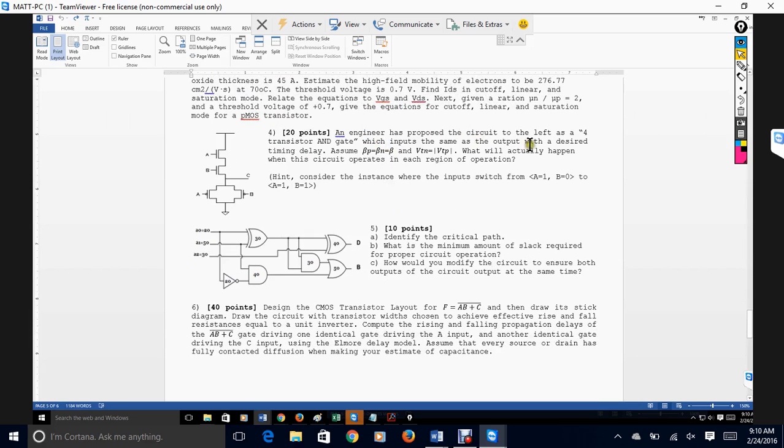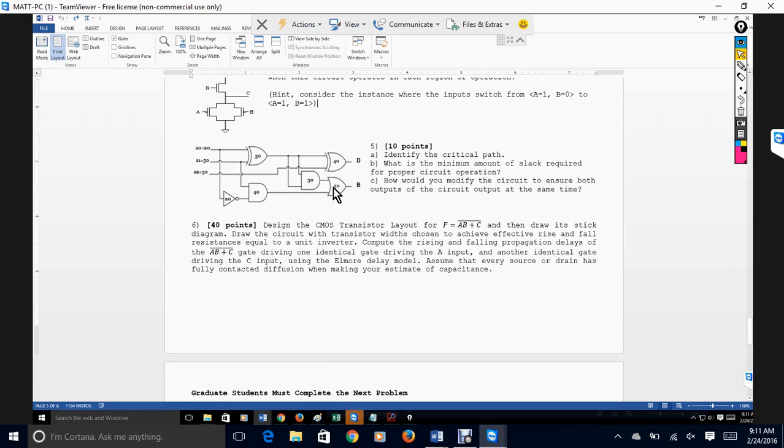Number 4, an engineer has proposed the circuit to the left as a 4 transistor AND gate, which inputs the same value with the desired timing delay. Assuming that your beta values are the same and the threshold voltage for NMOS is equal to the absolute value of the PMOS, what will actually happen when the circuit operates in the region of operation? You got a similar question, and I gave you a hint. Consider the instance when it switches from A equals 1, B equals 0 to A equals 1, B equals 1. That'll help you out with all the different ranges.